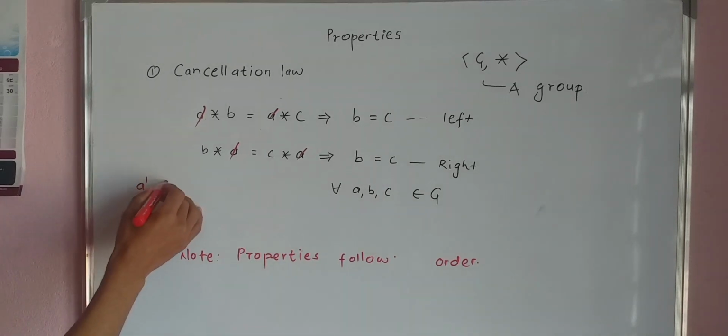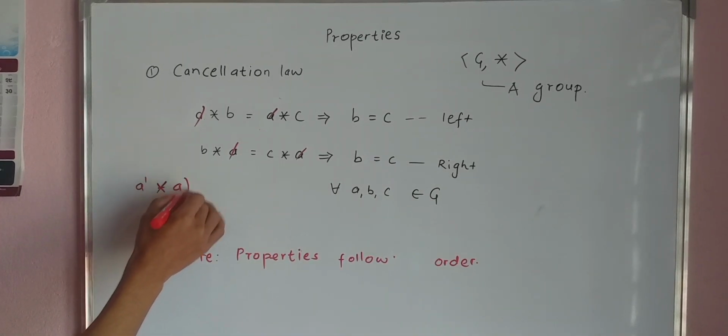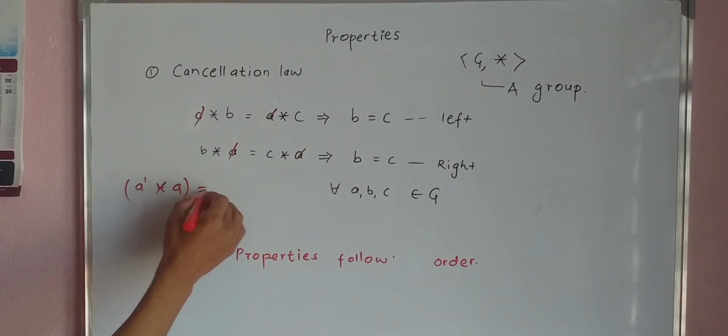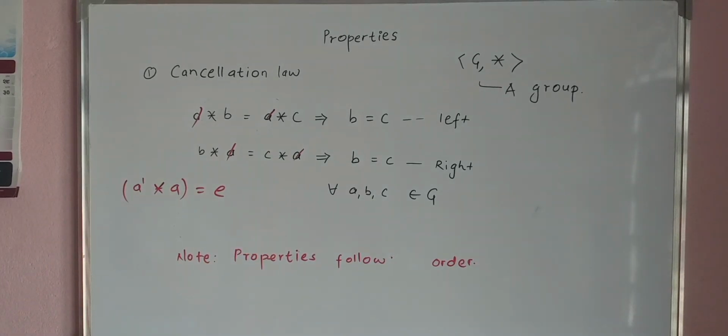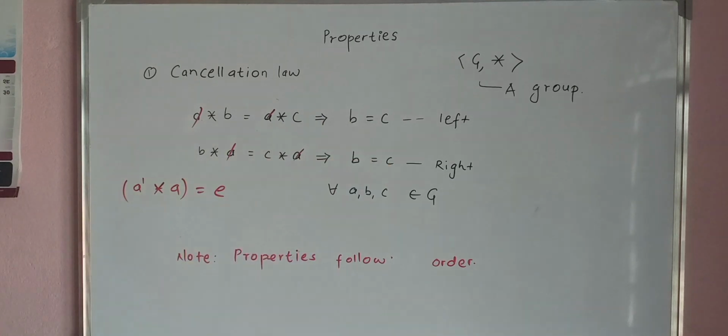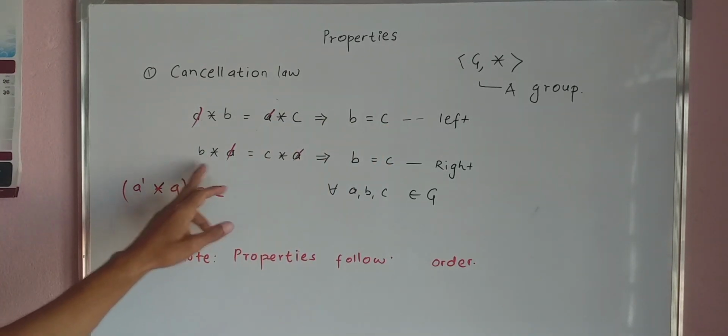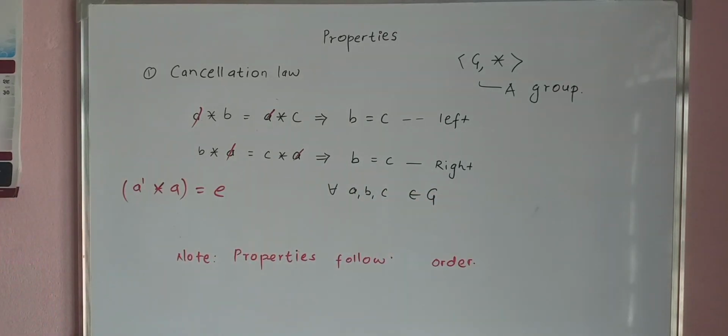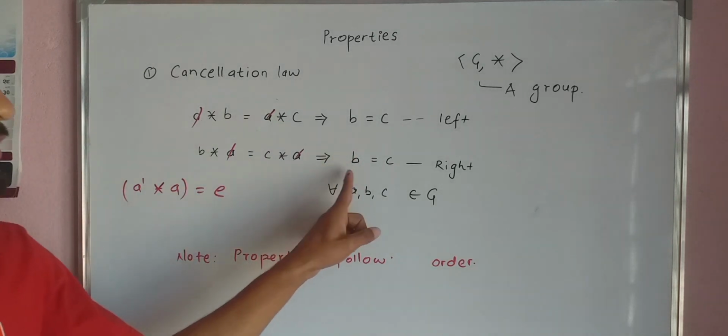Then a inverse asterisk a is e, the identity element, and b e is b and c e is c. So we are left with b equals c. And likewise, to prove the right cancellation law, we operate on both sides from the right by a inverse and we reach b equals c.